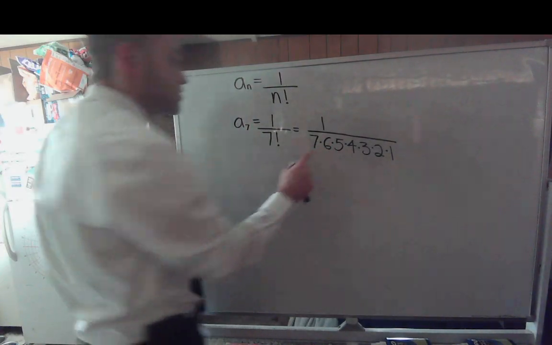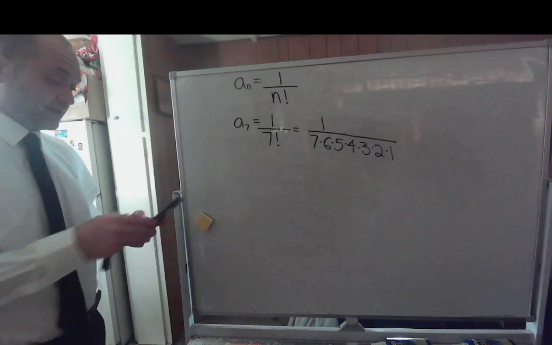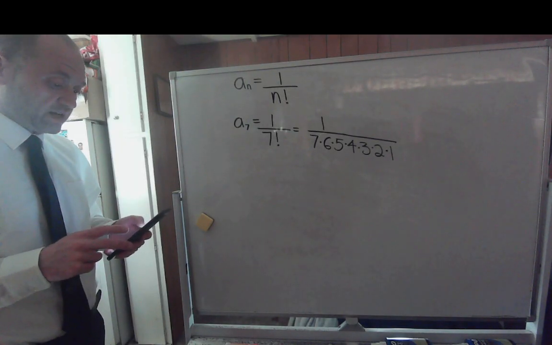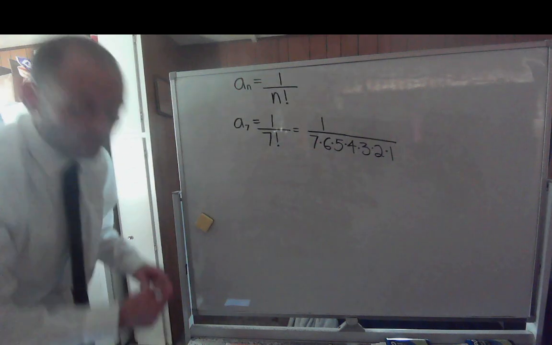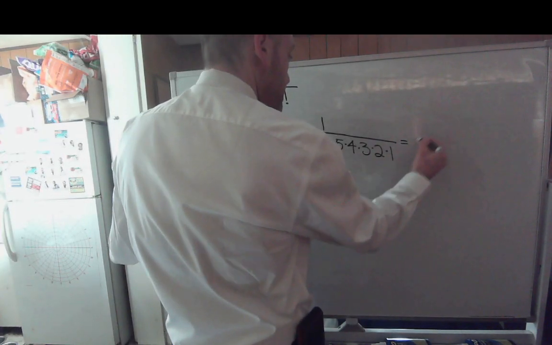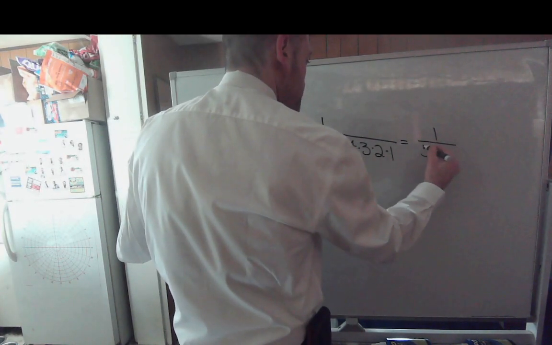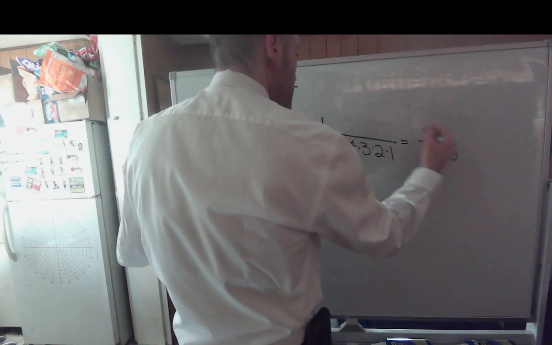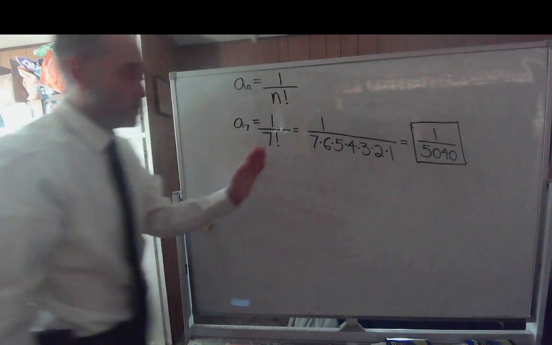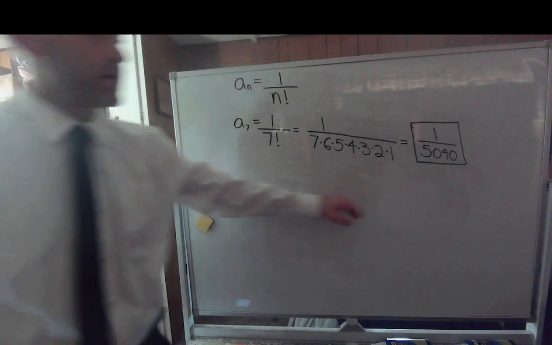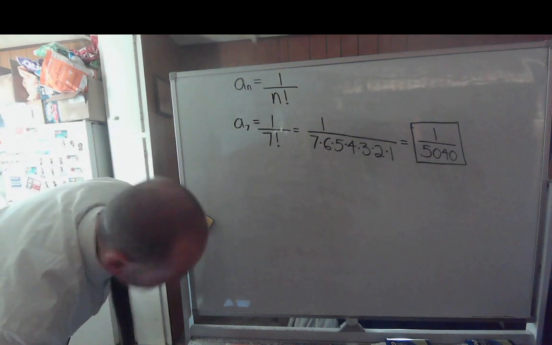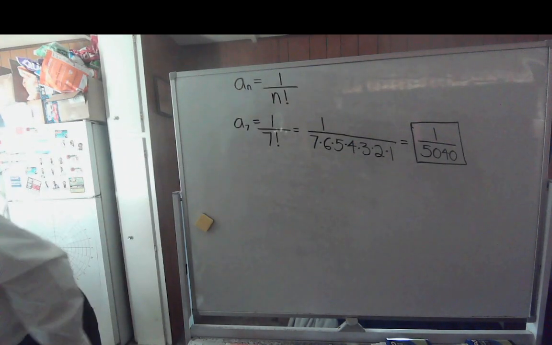times 6 is 720 times 7. Let's take 720 times 7. That's going to be a big number. Or most calculators should have a factorial operator where you can just take the number and push the exclamation mark. It'll give you that value. This turns out to be 1 over 5040. So the 7th term of this sequence would be 1 over 5040, because 7 factorial equals 5040. So yes, you can get numbers like that when dealing with factorials.